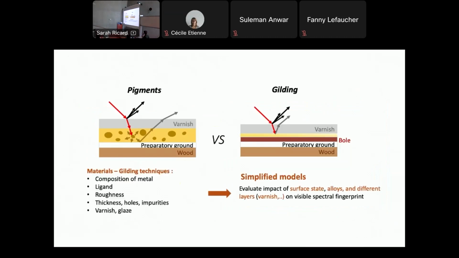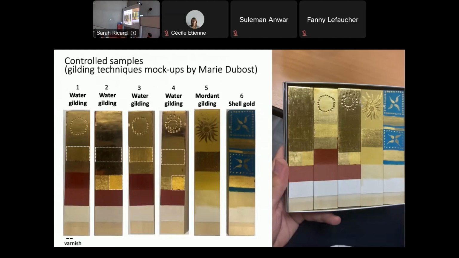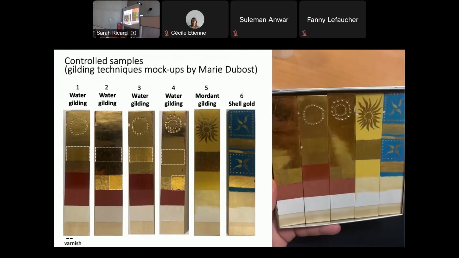So the idea is rather to analyze simplified models, and these simplified models are related to the mockup samples that were produced by Marie Dubost, based on the different techniques that we know of from the recipes, and based also on the practice of conservators, who are used to duplicating and imitating the way that paintings were made from ancient times. So you have here the set of test samples and mockups.